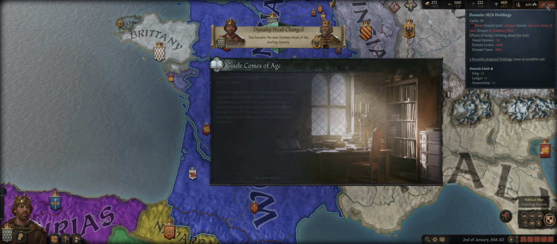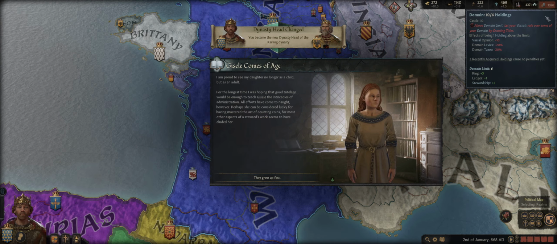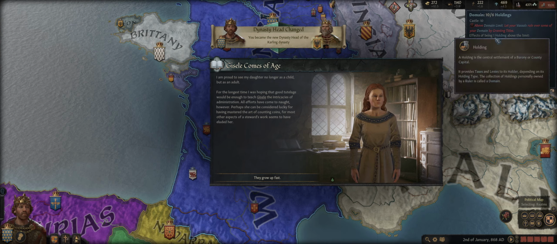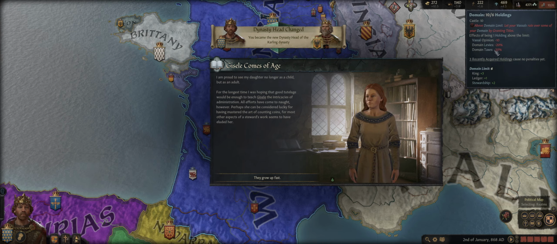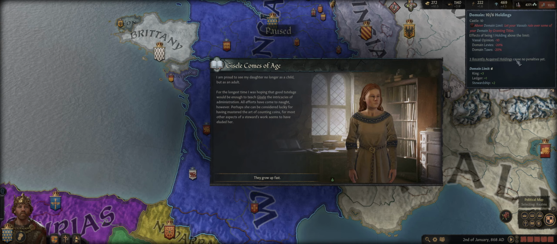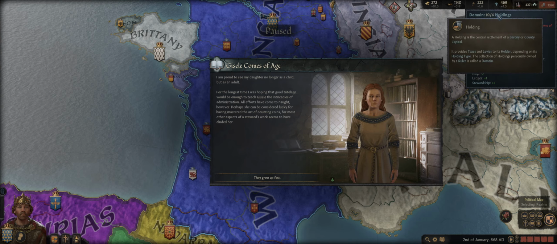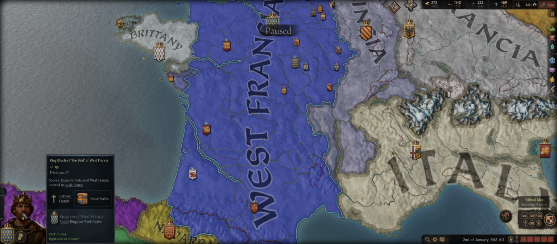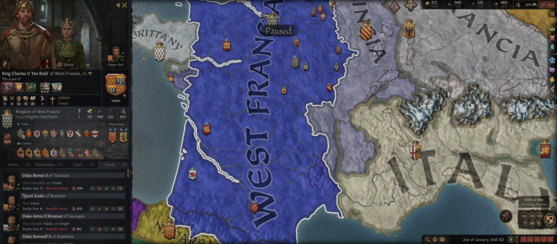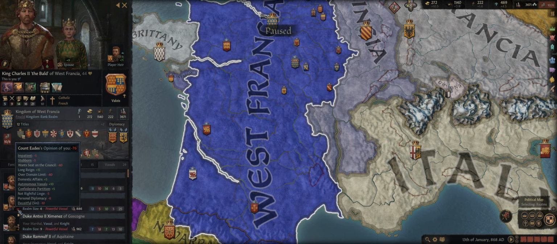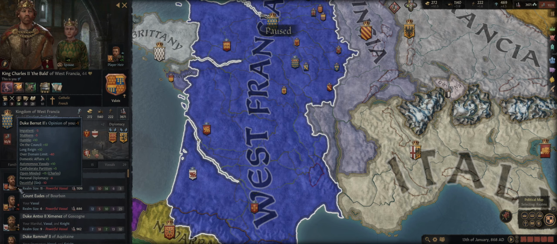As you can see here, we are also directly over our domain limit. This reduces vassal opinion by 10, domain taxes, and domain levies. The 3 recently acquired holdings that we have cause no penalties, so we're only over our domain limit by 1. This hasn't ticked over yet, but you're going to notice immediately after it does, all of a sudden, we have over domain limit minus 40.